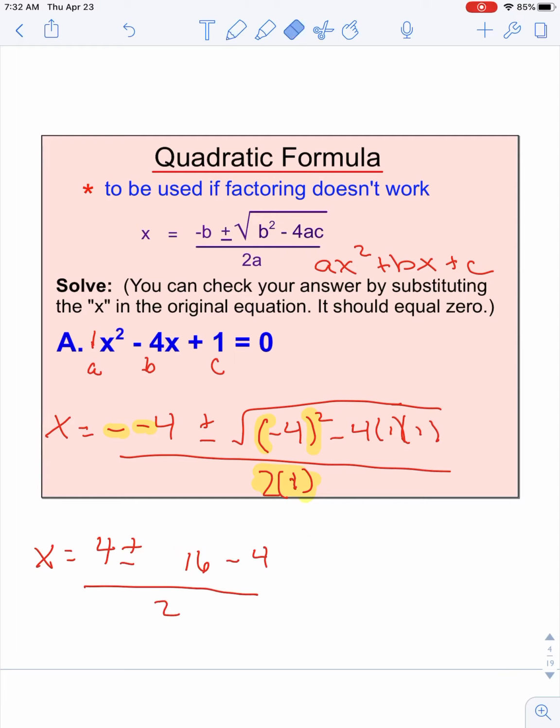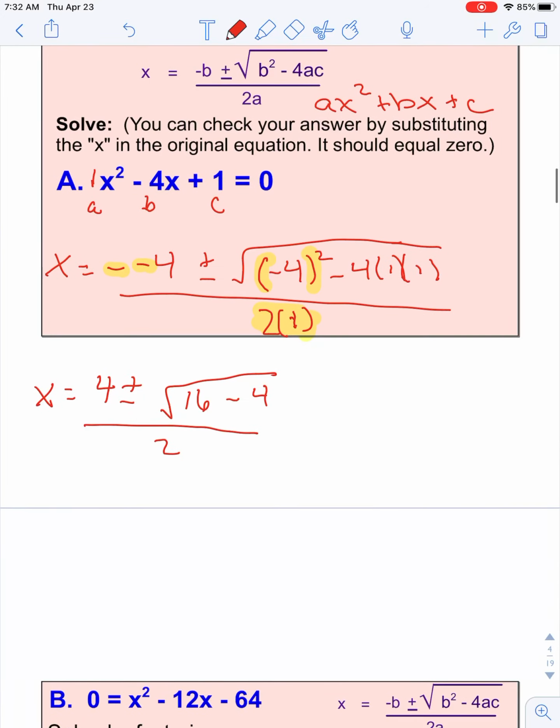And now we've got to simplify a little bit more. So 16 minus 4 is 12. So this now becomes x equals 4 plus or minus the square root of 12 over 2. Well, the square root of 12 is not a single number, like the square root of 25 is 5. The square root of 16 is 4. Okay, so we have to use our calculator to get that value.